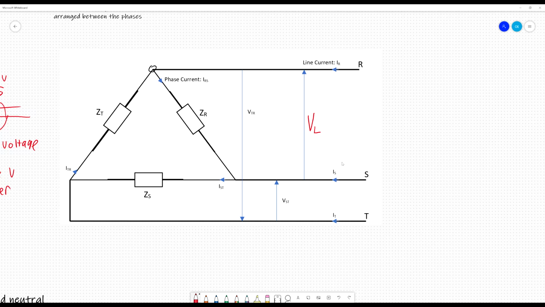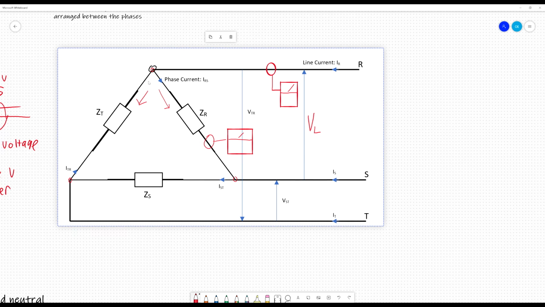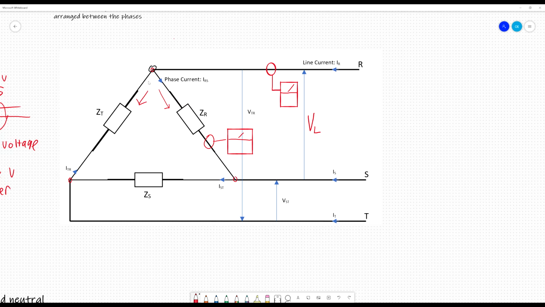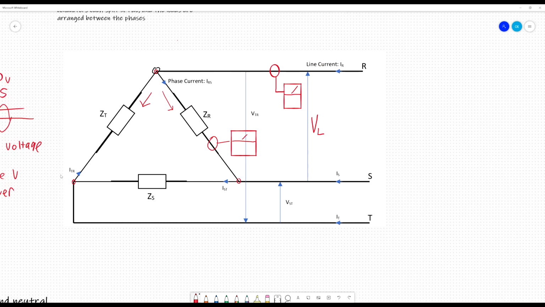Because what happens is when the phase gets to the node here, it splits, and some of it goes one way and some of it goes the other way. So it stands to reason that the line current, which is the current flowing in that particular piece of wire, if I measure that, it's going to be different than the phase current, because the phase current is split between two loads here at this node. The line current is of less significance.